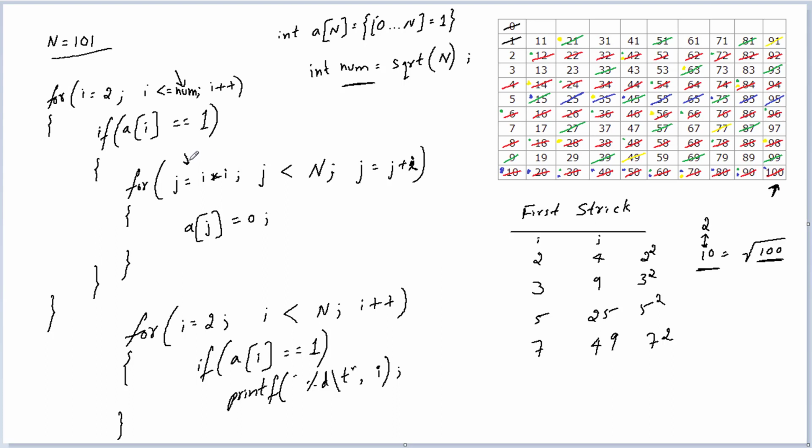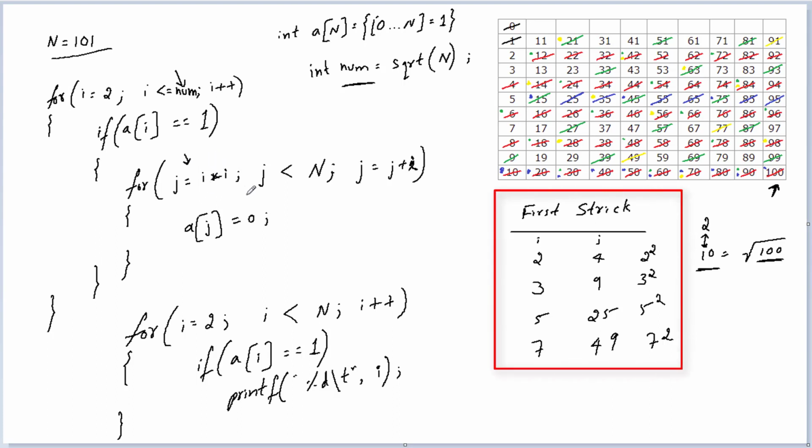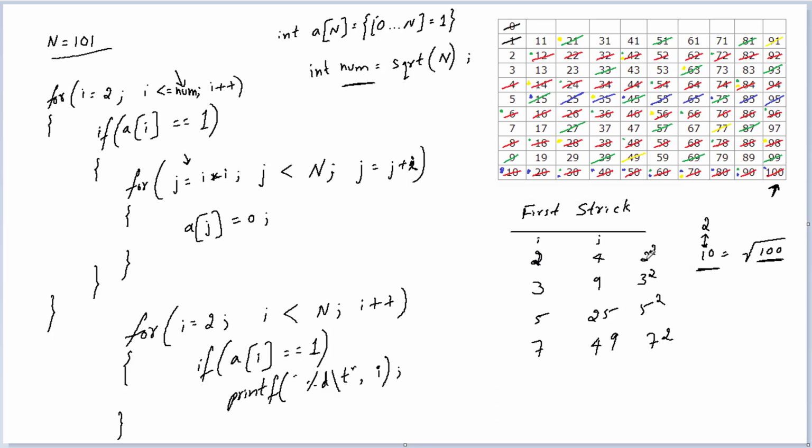Now let's get to the inner for loop. j is initialized to I square because that's the first number the value present inside I is going to strike. So we initialize directly to I square. So j is equal to I square, which we write as j is equal to I into I. We check until j is less than the maximum number, and this is tricky.